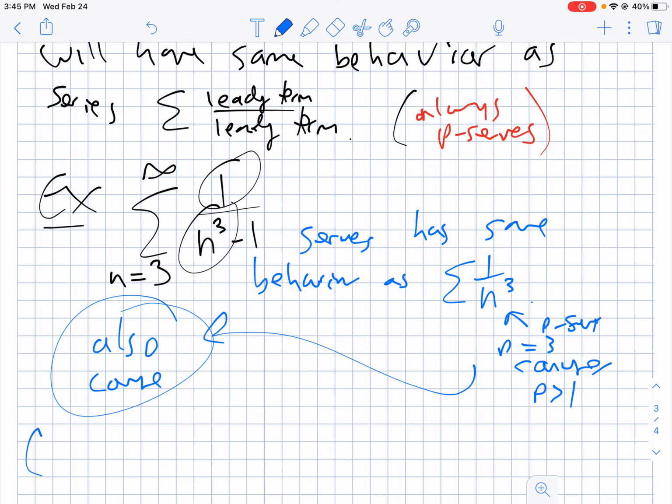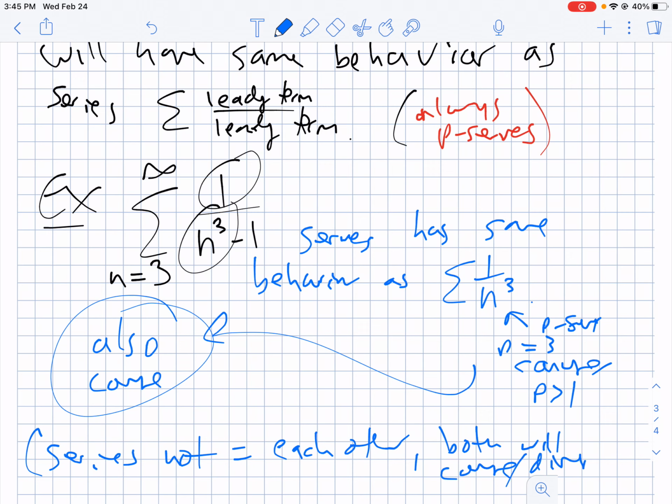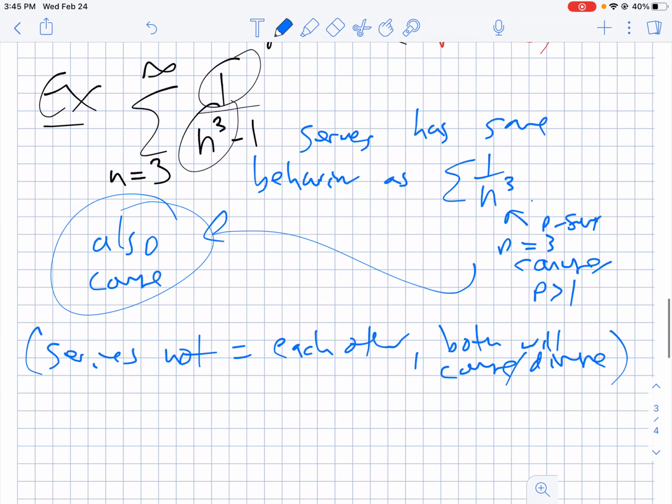Now, again, one thing worth noting is the series are not necessarily equal to each other, so make sure you don't write that. But what we do know is that they both will converge or they both will diverge. That's the important part in doing these problems. If you write that 1 over n cubed minus 1 equals 1 over n cubed, that's an easy way to lose a point or two on the AP test. So make sure you're not doing that.